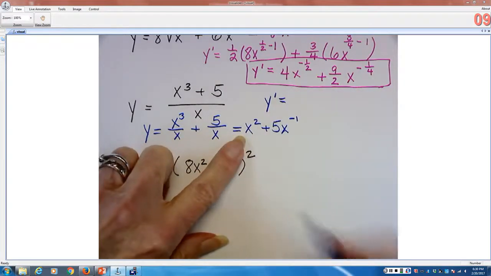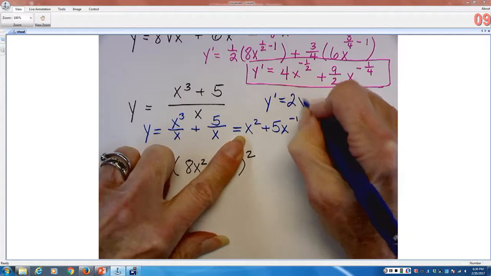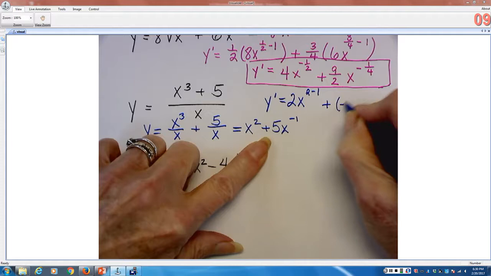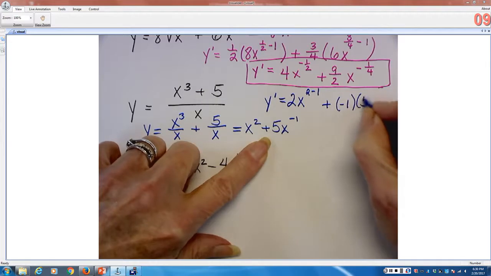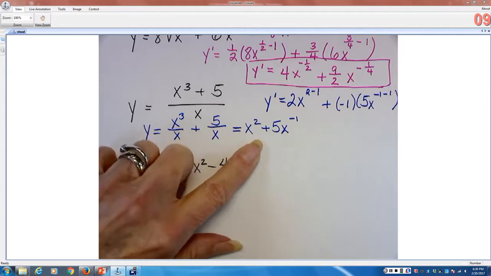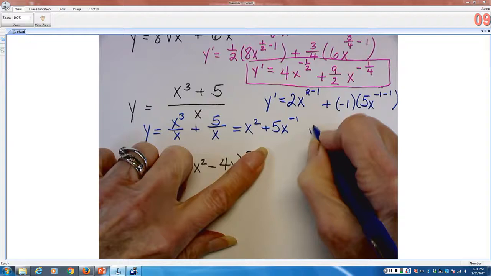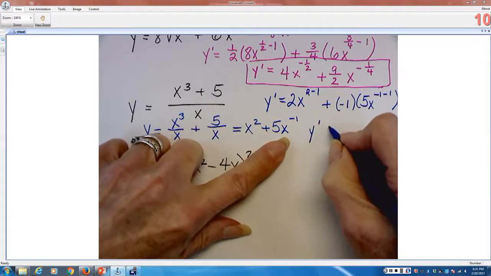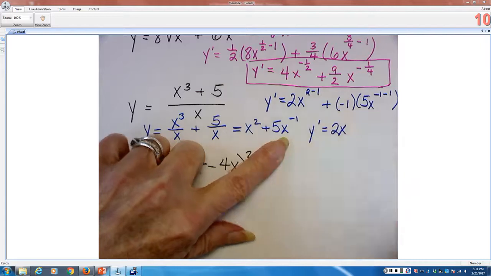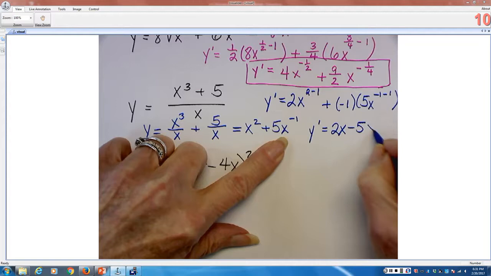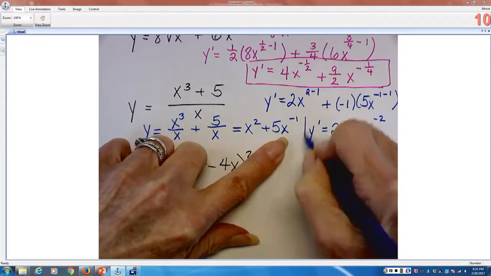Drop the 2 down in front, reduce the 2 by 1, so that's 2 times x to the 2 minus 1, plus, drop the negative 1 down in front, 5x to the negative 1 minus 1, you're always still subtracting 1. So then that means that y prime is going to be, see, 2 minus 1 is 1, so that's just going to be 2x. And negative 1 times 5 is minus 5x to the negative 2 power.